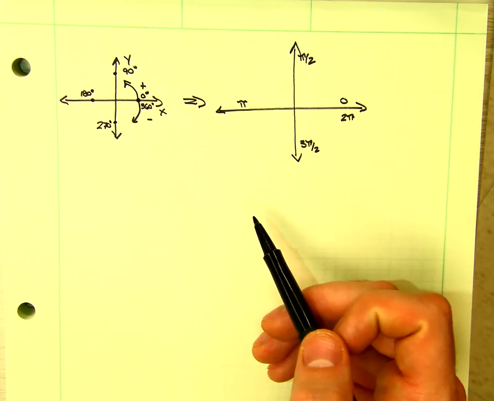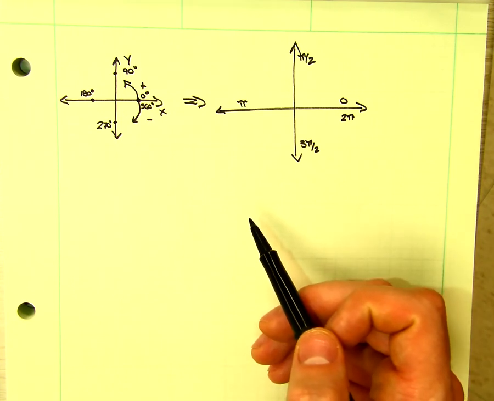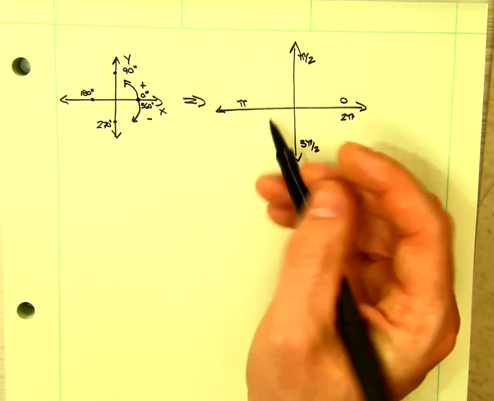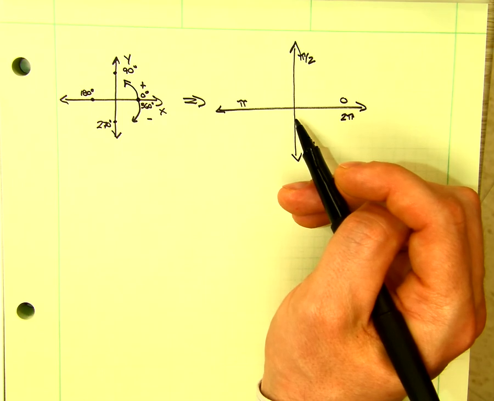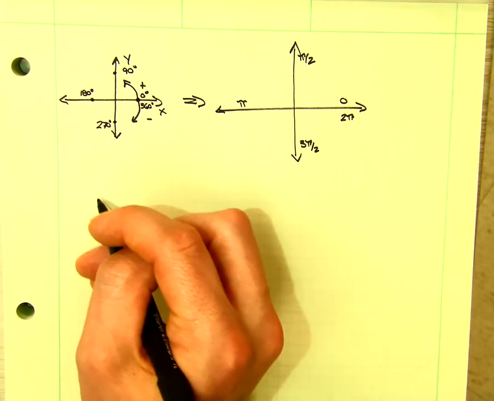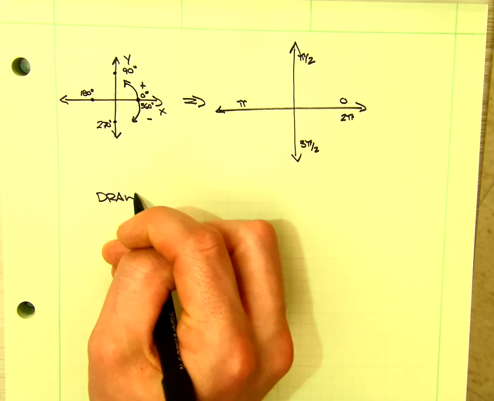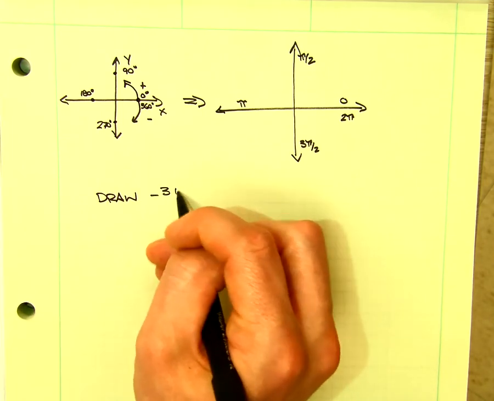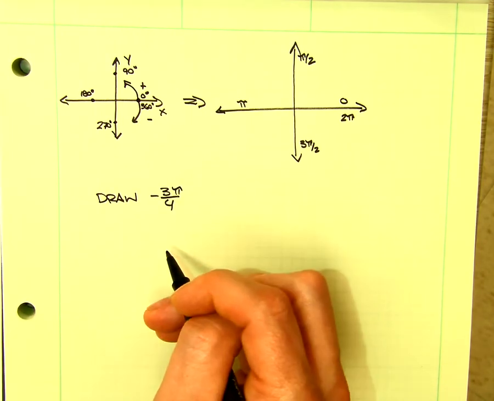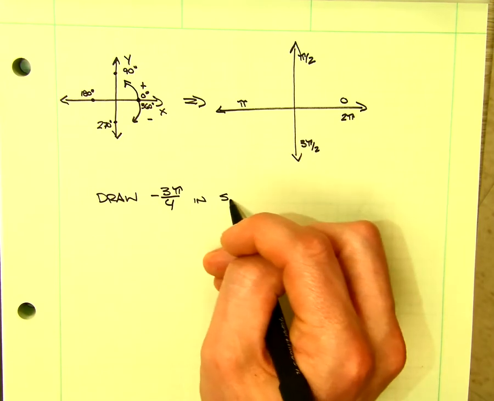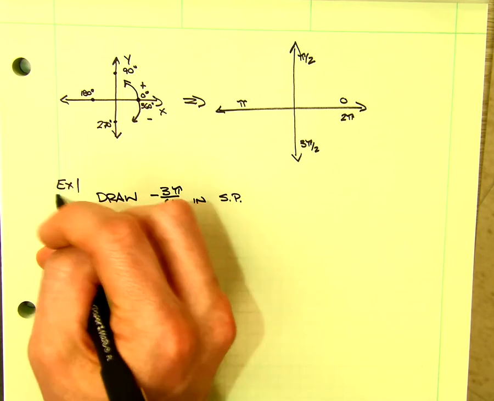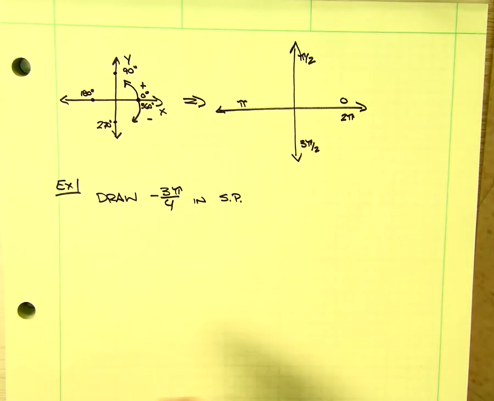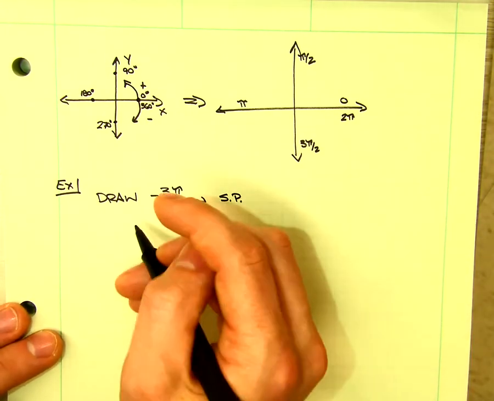So say I gave you this problem right here. Say I said draw negative 3 pi divided by 4 in standard position. I'll just put SP, standard position. Quick example. There's a couple different methods to do this. If you want to, you can convert this to degrees.